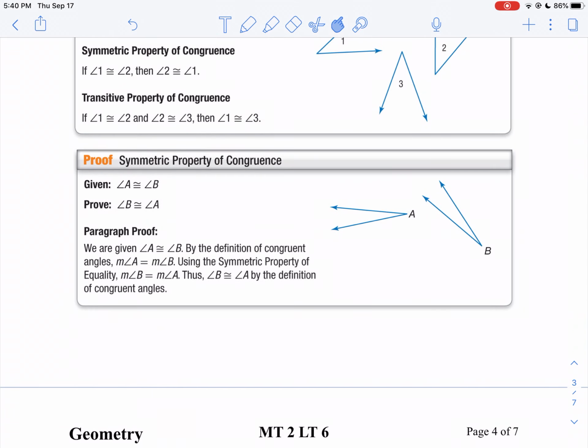We can do the proof of the symmetric property. They're all very, very similar. What we're going to do is start with angle A is congruent to angle B. We're going to use the definition of congruent angles to change that to an equal sign. Now we know there is a symmetric property of equality, so we can flip those around and then go back to the definition of congruent angles.